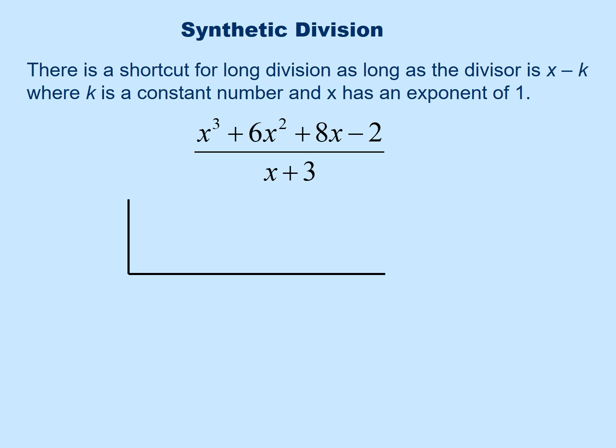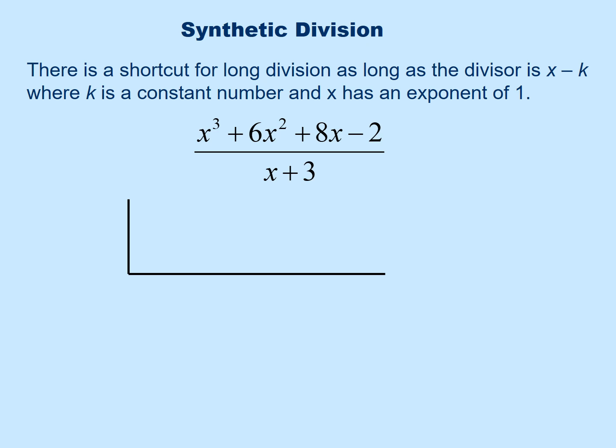Okay, these two conditions are satisfied. So let's have our first example. X cubed plus 6x squared plus 8x minus 2 divided by x plus 3. So this is basically a polynomial divided by a binomial.